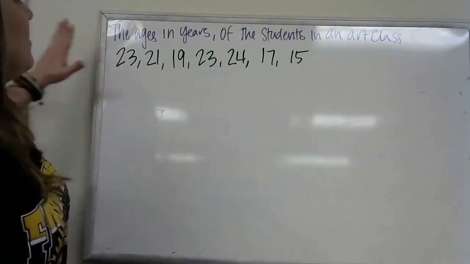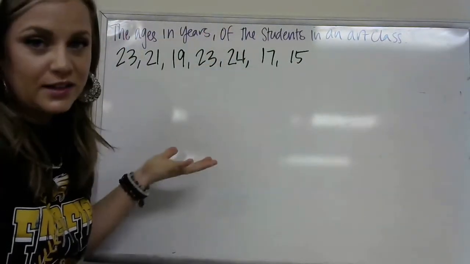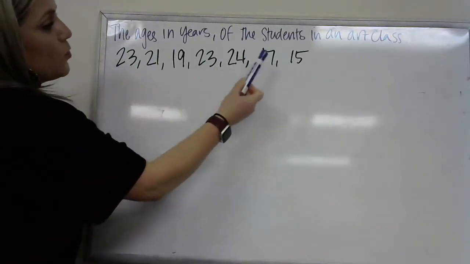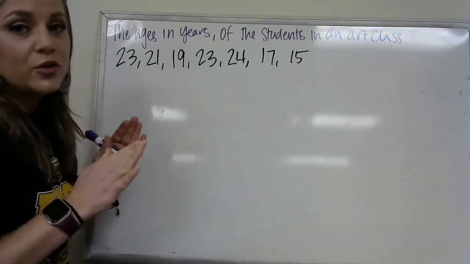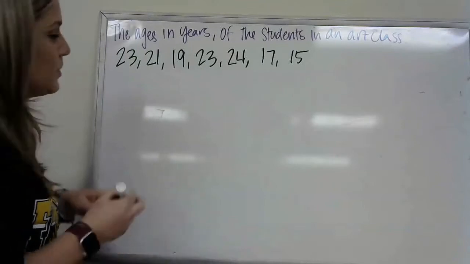All right, guys, so this is the ages in years of students in an art class, obviously college. So we have 23, 21, 19, 23, 24, 17, and 15. The first thing you need to do is put your data in order from greatest to least or least to greatest. I always like to do greatest to least, but whatever.